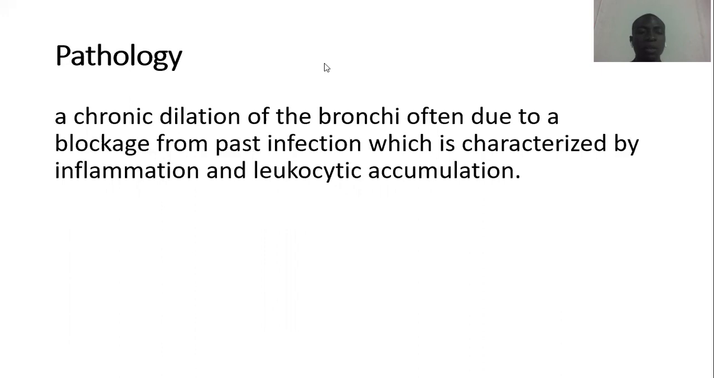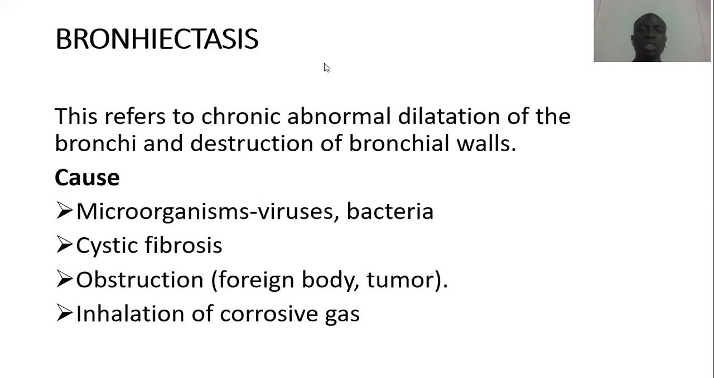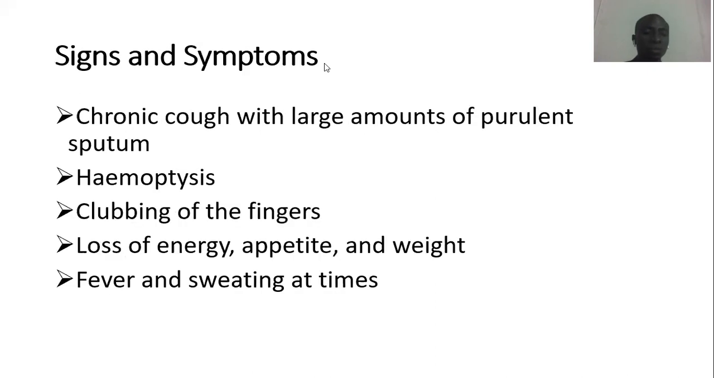Pathophysiology: there is chronic dilatation of the bronchi, often due to blockage from past infections of the respiratory tract, characterized by inflammation and leukocytic accumulation. Any blockage of the respiratory tract can cause dilatation of the bronchi and destruction of the bronchial wall. Signs and symptoms: chronic cough with a large amount of purulent sputum, coughing up of blood, clubbing of the fingers, loss of energy, appetite and weight, and fever and sweating at times.